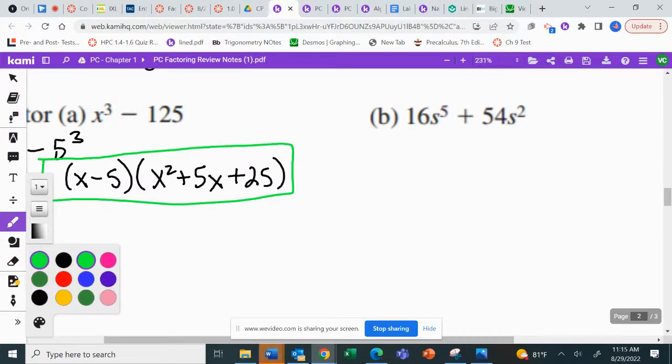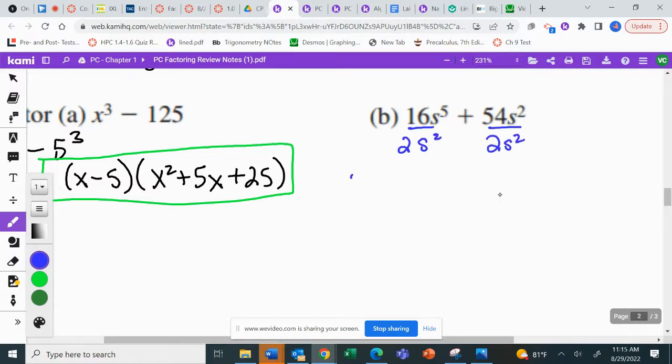So question B, this is in the section of cubes. And I'm looking, and I don't see perfect cubes. But it's in the section that I'm reviewing cubes in. Why? Who can figure it out? Oh, I didn't do the GCF first. We always do the GCF first. So look for your greatest common factor. The greatest common factor for this is 2s squared. And I have 8s to the third plus 27 left over.